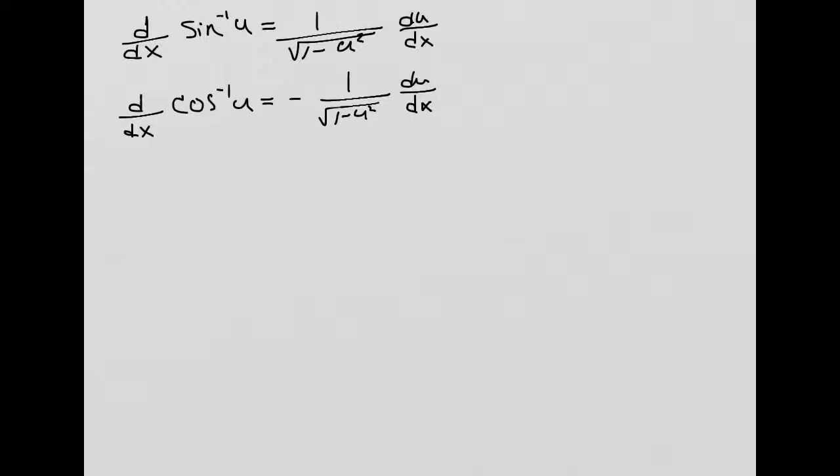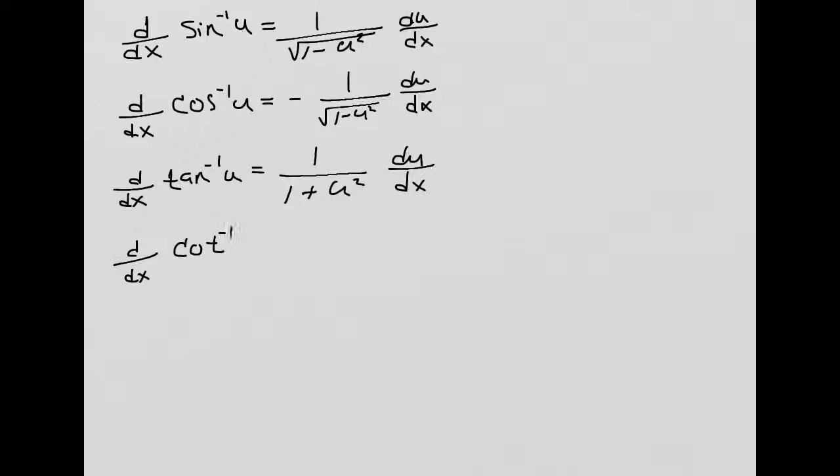And if I do the tangent, d dx of the inverse tangent of u, that's simply going to equal 1 over 1 plus u squared, du dx. And just like sine and cosine have that special relationship where one is positive, the other is negative, tangent and cotangent have the same thing. So we have d dx of the inverse cotangent of u, that's going to equal a negative 1 over 1 plus u squared, du dx.